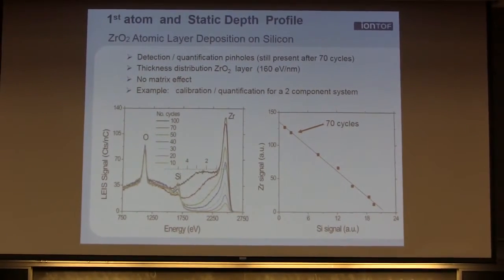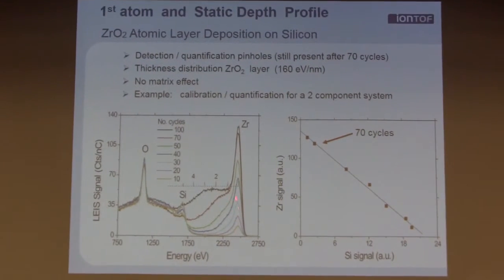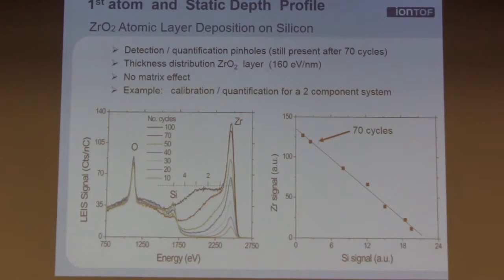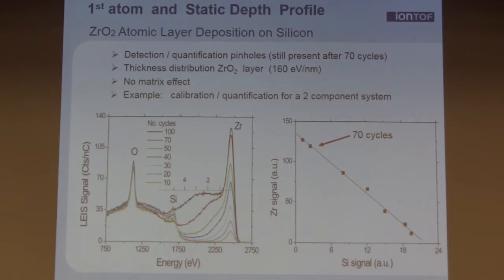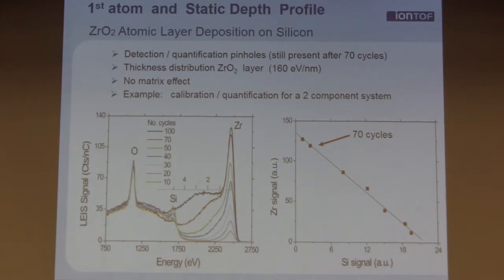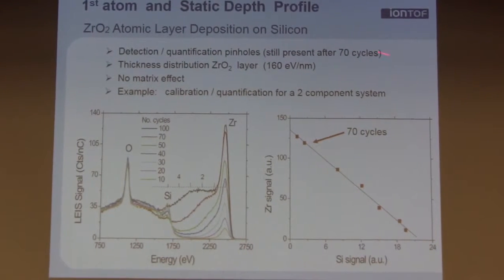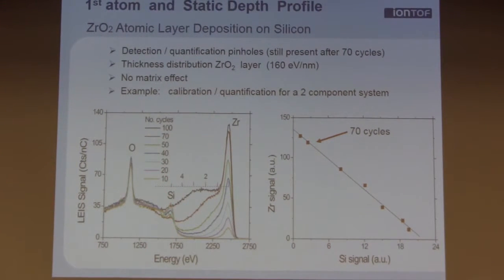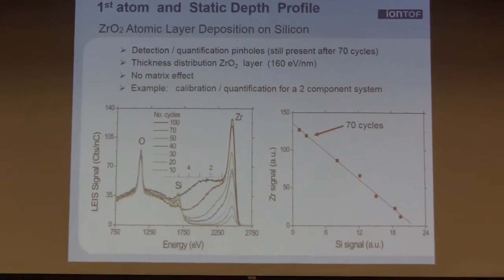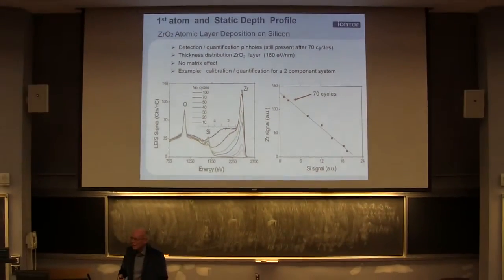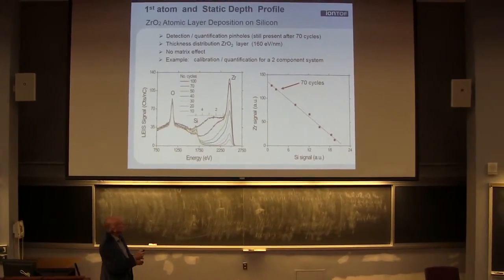But you see also that, first of all, here this red one, you miss still about 3%, and it is a quantitative technique, so you know there are still pinholes in my layer, and yes, there is also a little bit of silicon still to be seen. That is the kind of accuracy you get.